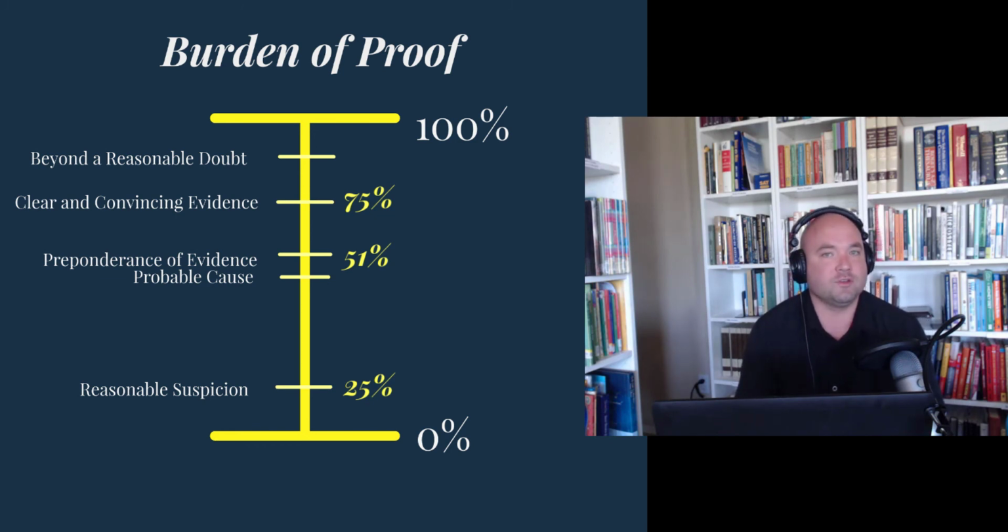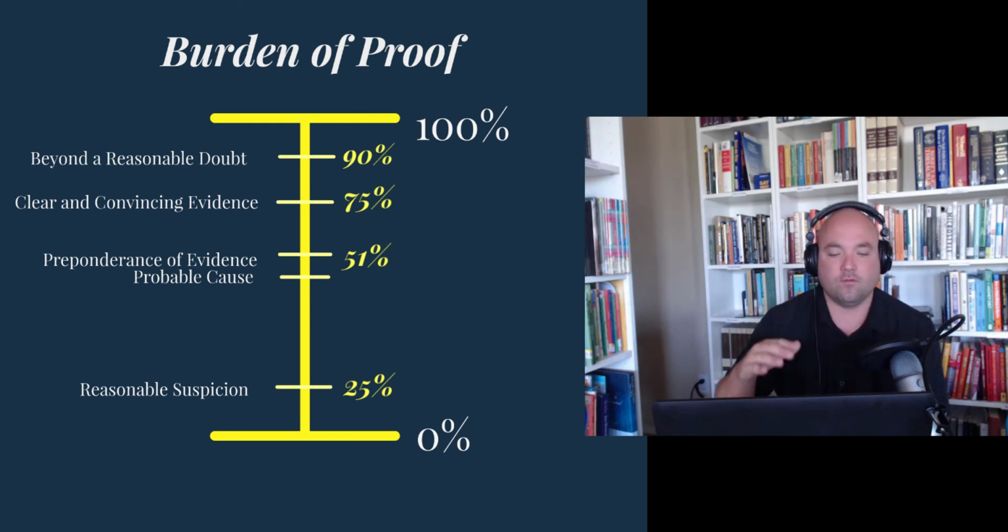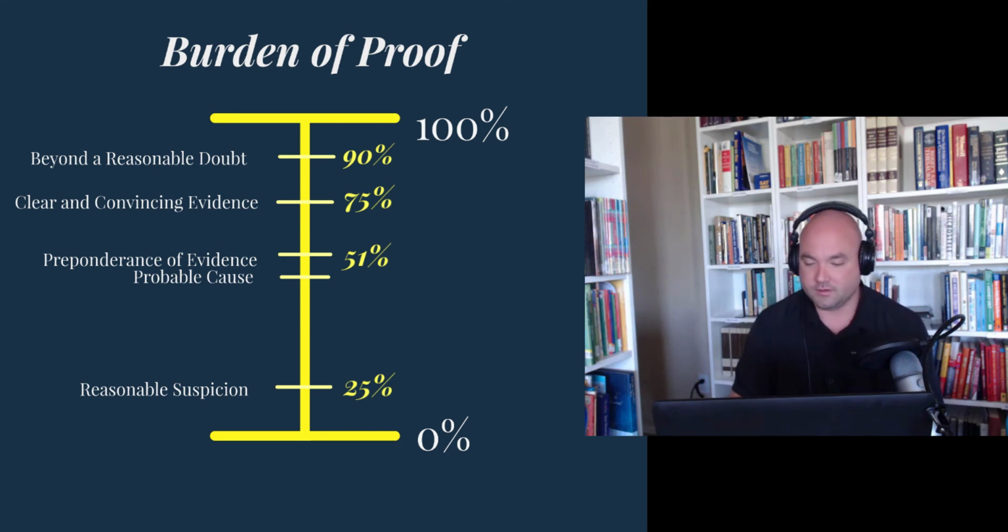Now, beyond a reasonable doubt is not 100%, no matter what they teach in high school. It's not even 98%. It's really around 90%. So is it 90% likely that this person committed a crime or not? Once again, the percentages don't really matter. It's just giving you an idea of the types of burden of proof and where they fall on the scale. But in all reality, you need quite a bit to convict somebody beyond a reasonable doubt.